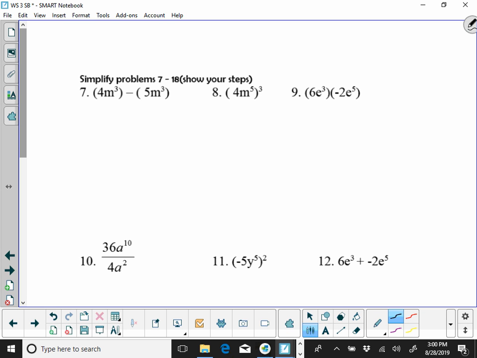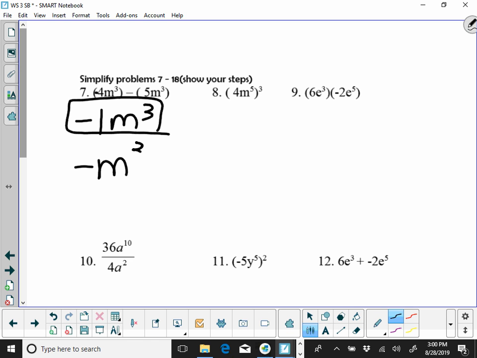So on number 7, we see we're subtracting, so we're going to subtract our big numbers. 4 minus 5 is going to give me negative 1, and you keep your exponent the same. You can also leave the 1 out, and it's understood, and just write negative m to the third.